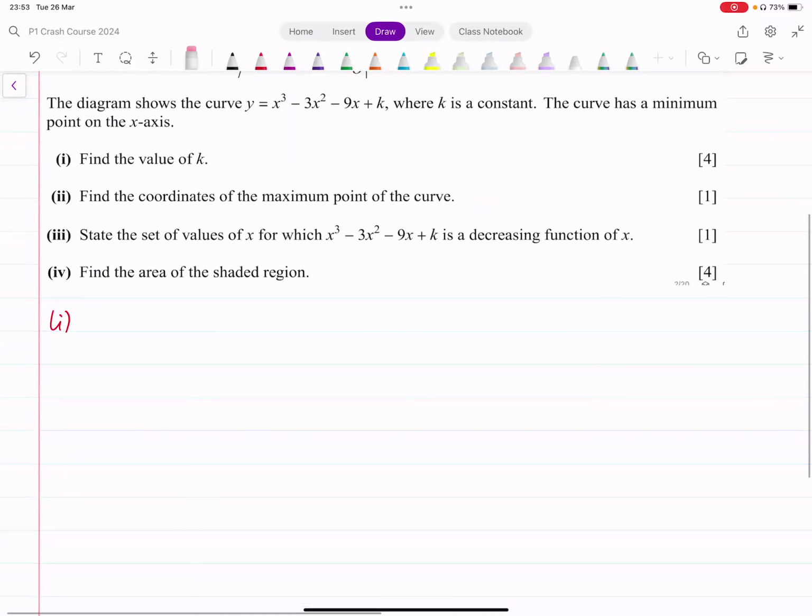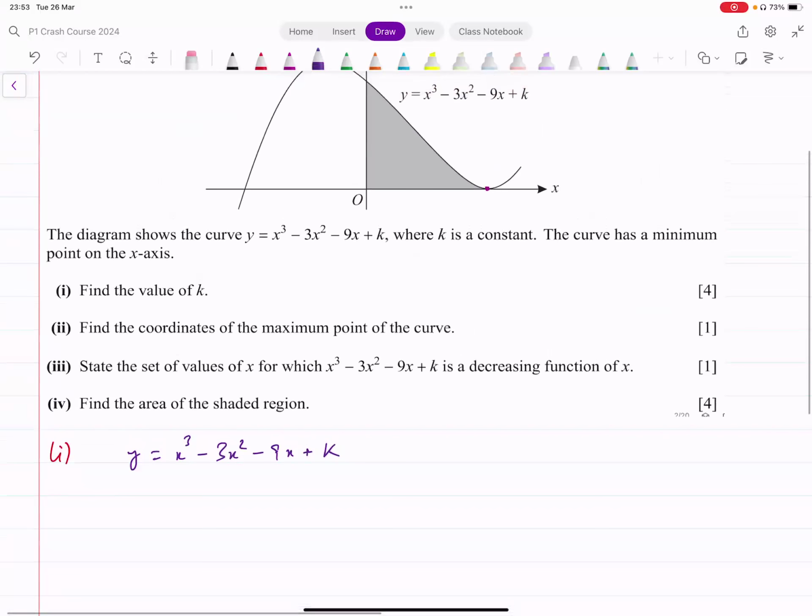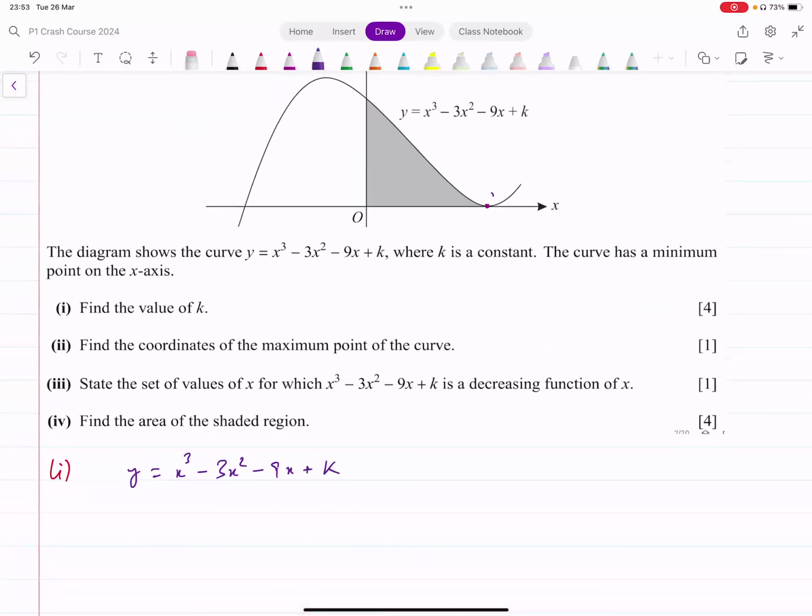It's a 4-mark question. So we have y equals x cubed minus 3x squared minus 9x plus k. Now, first of all, it's the x-intercept of the curve. We know that this point is the x-intercept. We want k. For k, what we can do is find this turning point. And once we have that turning point, we could input that in the function to find the value of k.